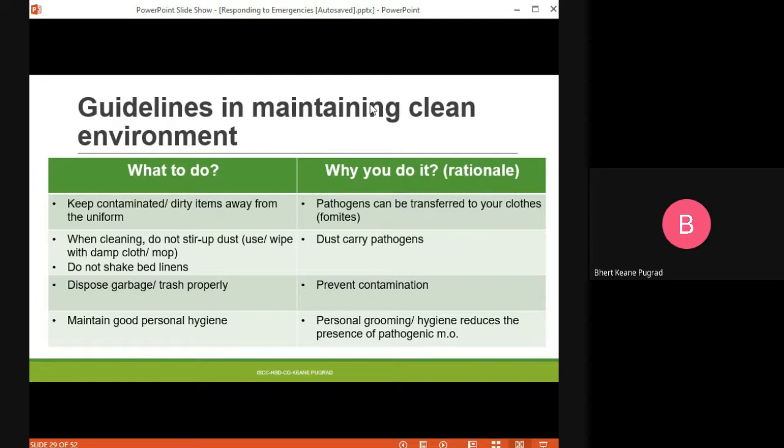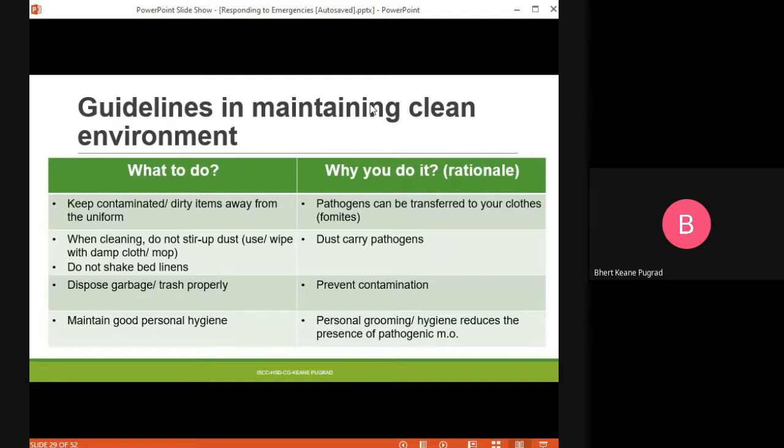Another, do not shake bed linens. Take note, the patient's bed linen, may mga microorganisms yan, may mga pathogens pa rin yan. Kasi yung skin natin, microscopically, nag-shed off. At pwedeng sa microscopic sheddings, sa mga dead skin cells natin, andun yung mga pathogens, yung mga bacteria. That's why you do not shake the bed linen. Bawal na bawal i-shake ang bed linen.